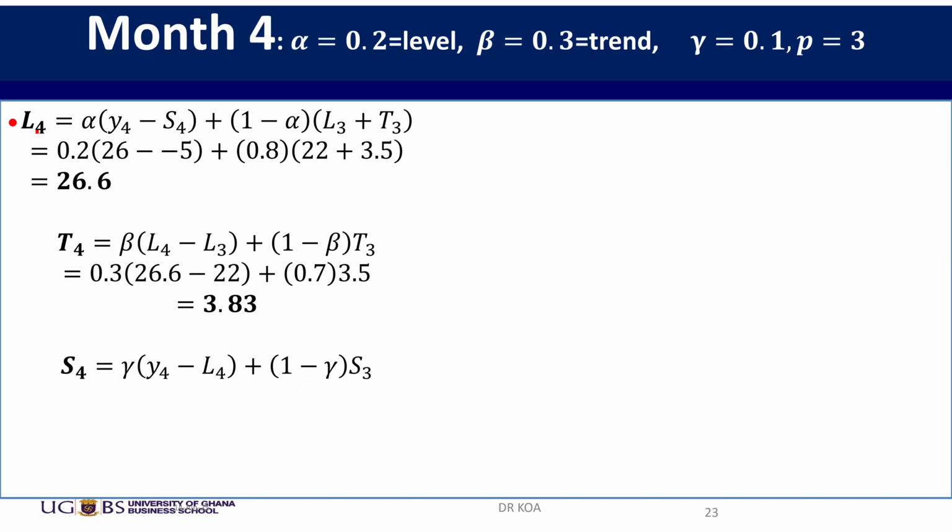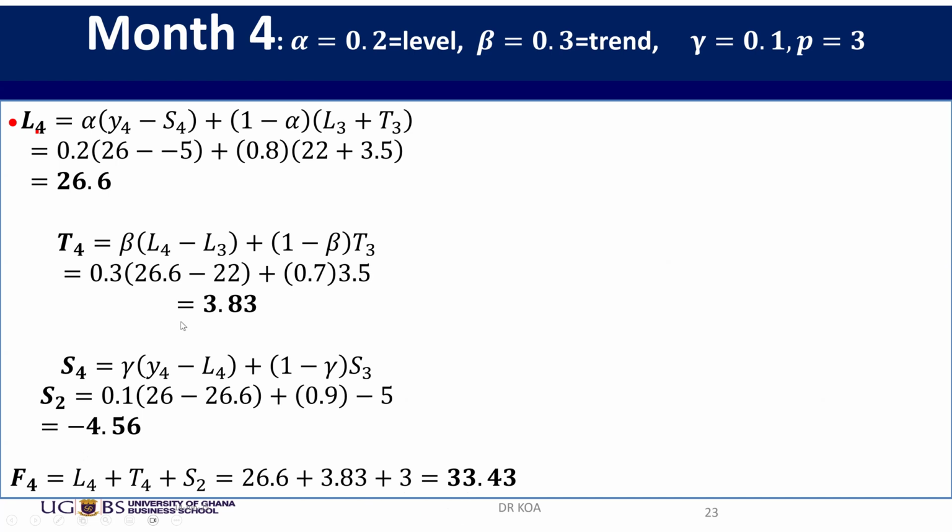Now we go to the season. To get a season, you need a gamma. Gamma was given to you as 0.1. It's up here. Okay. Then Y4 is the current period. That is 26. Then you have L4, which we just found up here. It's 26 point that. Then you have 1 minus the gamma, which is 0.9. And then you have S3. S3 is the same as the season that we have been dealing with, the -5 that we've already found. I told you the S1, S2, S3 are going to be the same thing we found. When you substitute all of this, you're going to get -4.56.